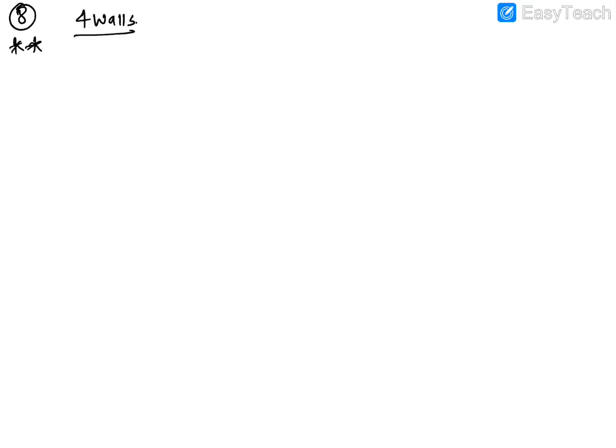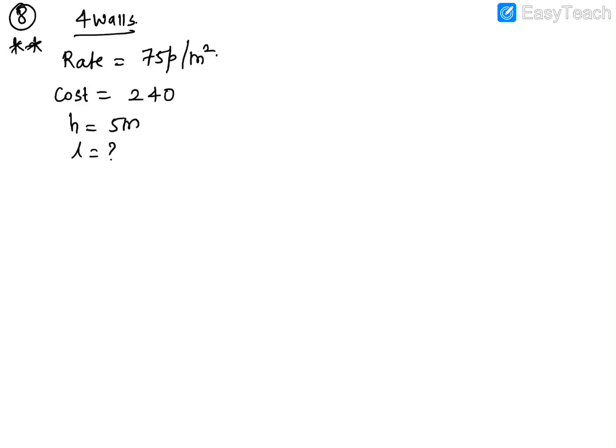So what is the rate? The rate of papering is 75 paise per meter squared, and the cost of it is rupees 240. The height of the room is equal to 5 meter. Find the length and breadth of the room if they are in the ratio 5:3. Length is question mark, breadth is question mark, and the ratio of length to breadth is given as 5:3.